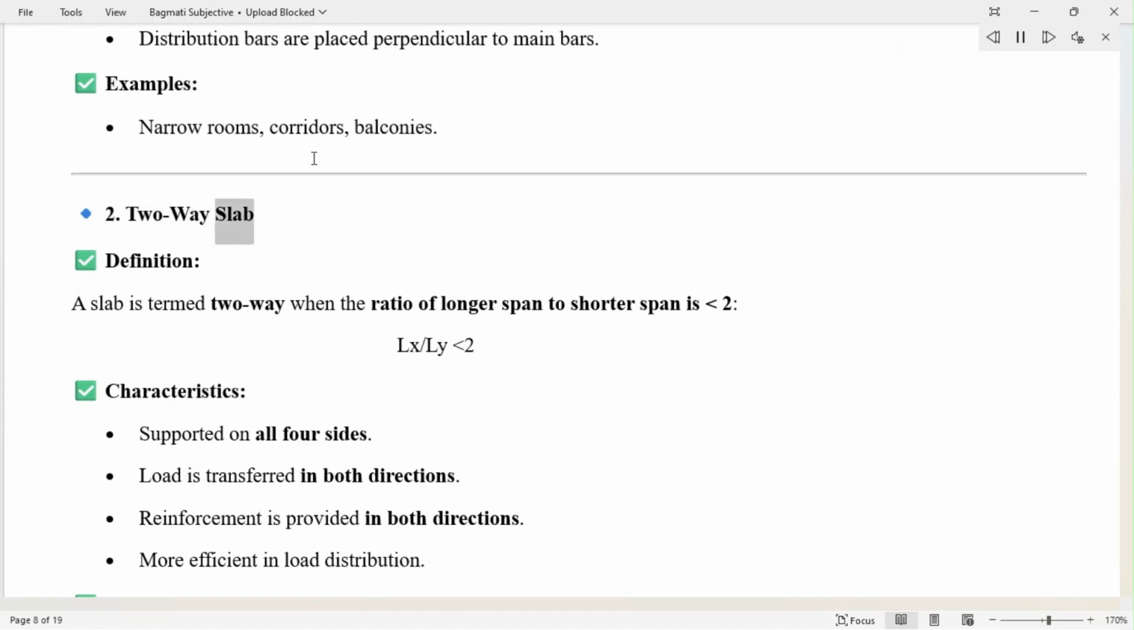Two-way slab. Definition: a slab is termed two-way when the ratio of longer span to shorter span is less than 2.